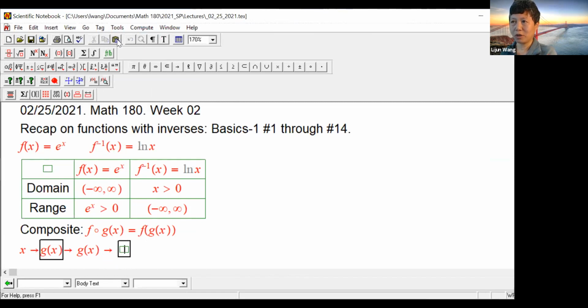F. That's right. And F has its own rule, but it will apply the rule to G of X, because G of X is the input. So this goes in here, and eventually we get the composite, which is F of G of X. Do you guys follow me?